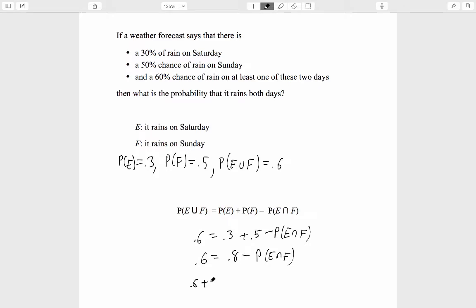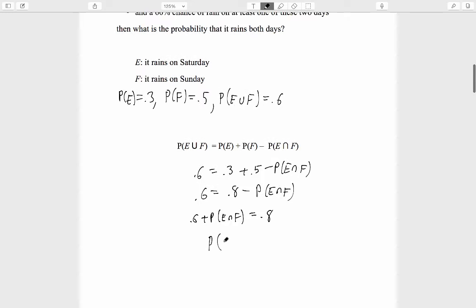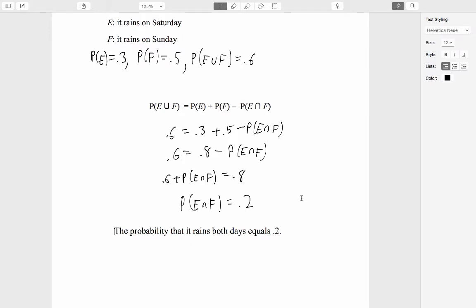Just to be spectacularly thorough, I'm going to add the probability of E intersect F to both sides, and then I'm going to subtract the 0.6 from both sides to discover that the probability that it rains on both Saturday and Sunday equals 0.2. Having solved this problem, let's now interpret it in terms of a Venn diagram.